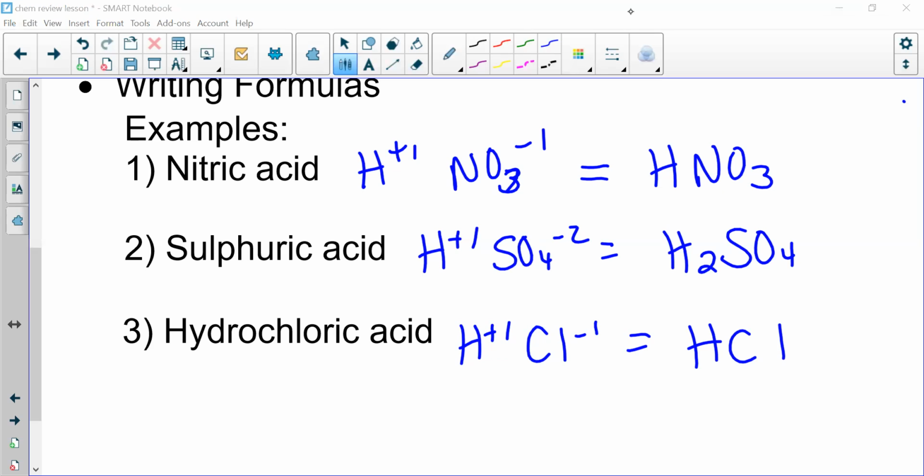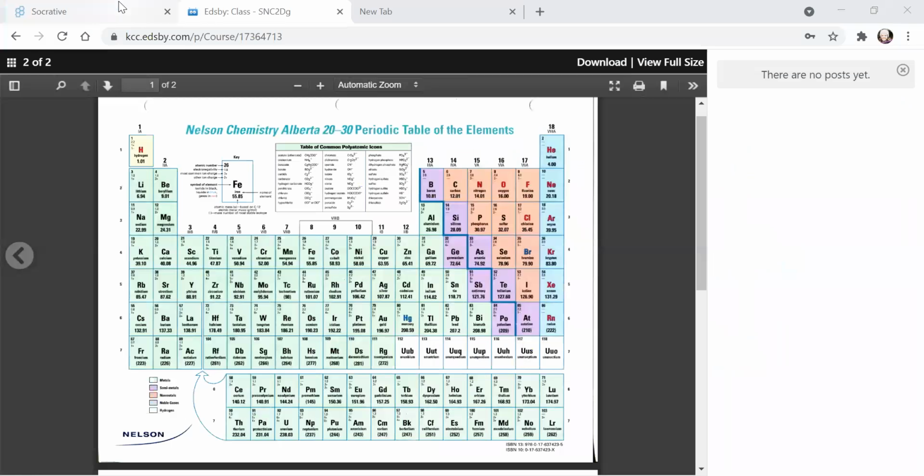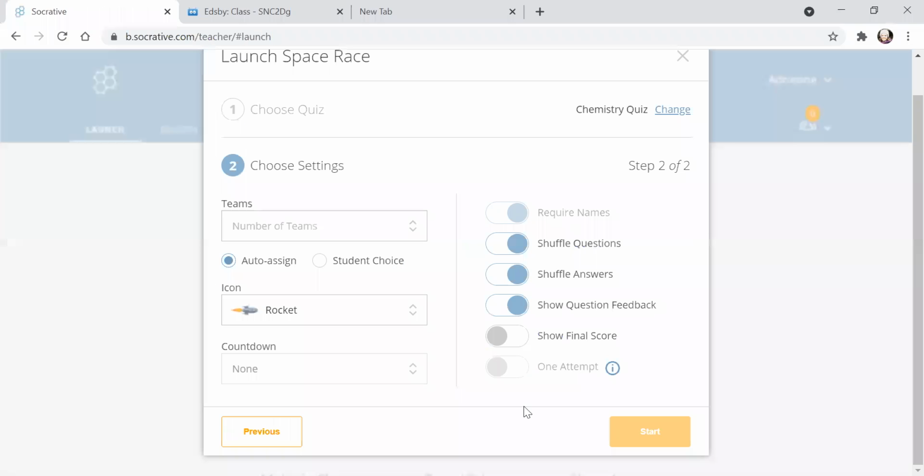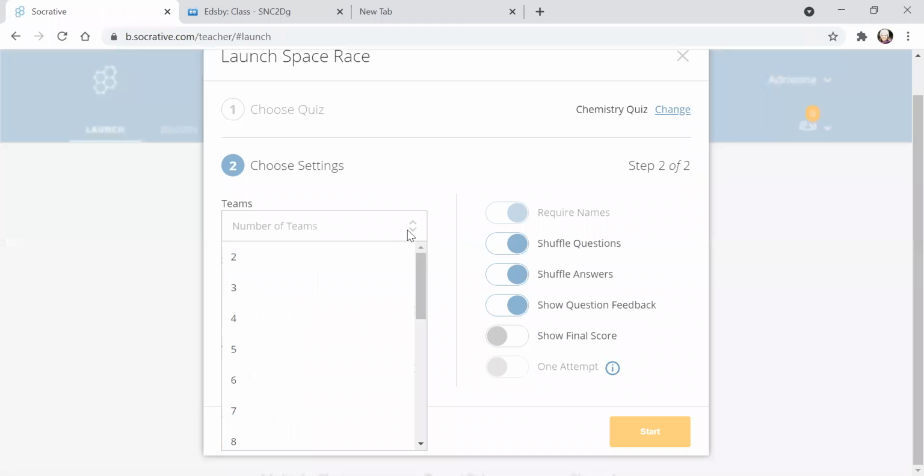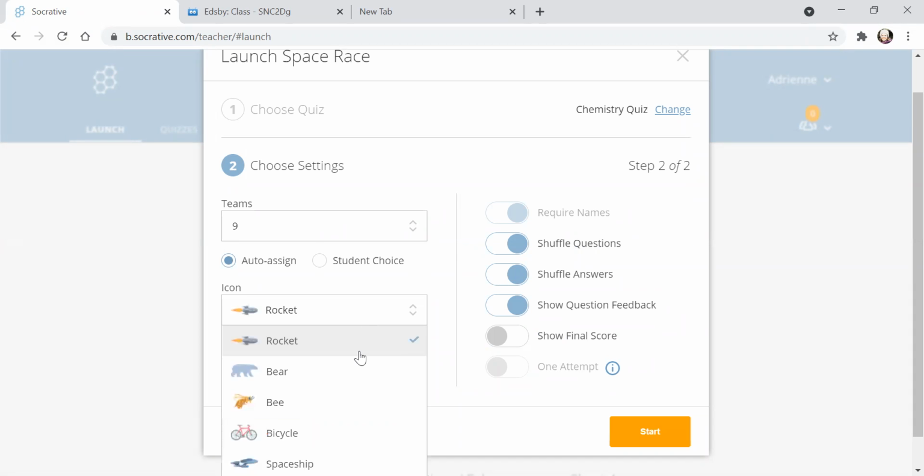Okay, what we're going to do as a review next is you guys are going to log into Socrative. I'm gonna do a space race of just chemistry. So I just needed to see how many teams I had to make first before I started this. So go to Socrative student login.